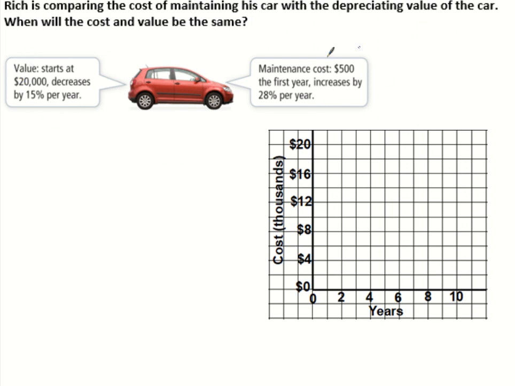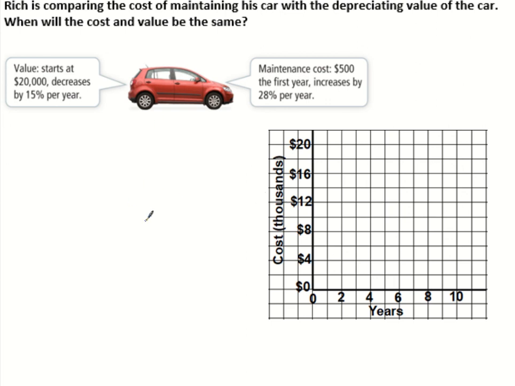He's spending more each year because each year he's got to spend 28% more on maintenance just to maintain the car, and then the value is also decreasing. So two different functions. First I want you to write the function for each one of these. So pause it, write the function of each one of these, and then see if you can actually graph it.